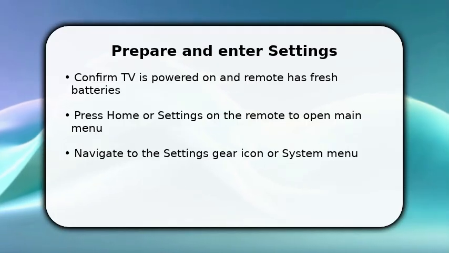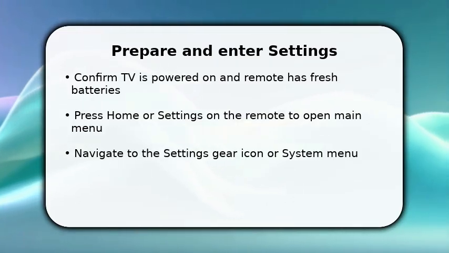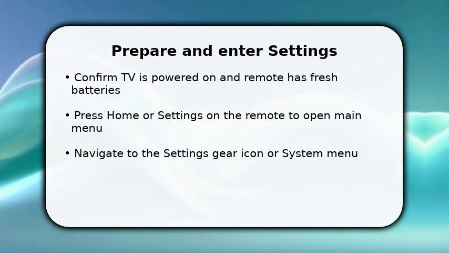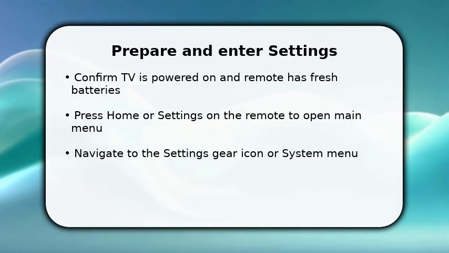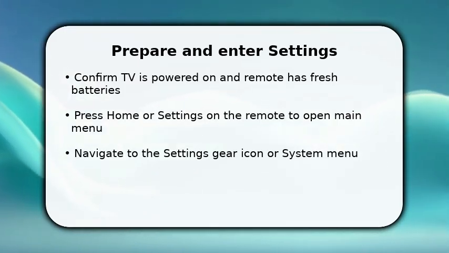You should start with the TV on and the remote ready. This saves time. Use the home button or dedicated settings key to open the menu. Once inside, move to the System or Device Preferences area. This is where sleep options live. Make sure you use the arrow keys deliberately so you don't skip ahead.